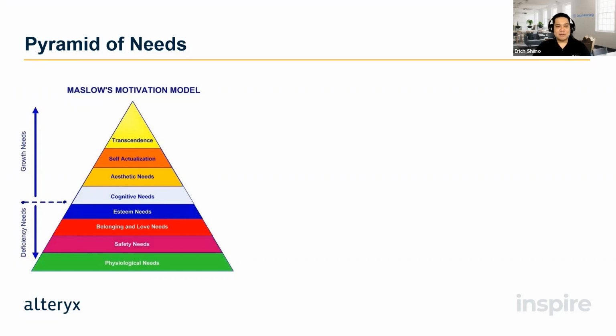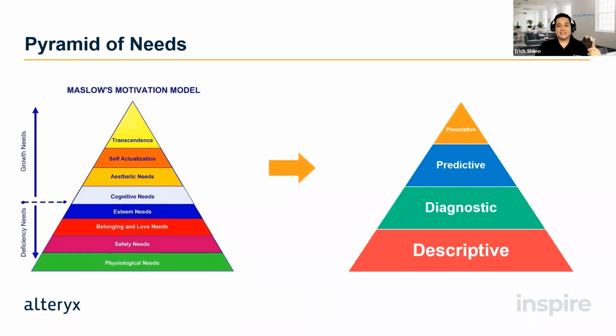This pyramid, you probably have seen this Maslow model before, and it describes the human needs, our needs. And we can go from the basic needs, physiological needs, to the self-esteem, aesthetics, and to the transcendence. And I like this pyramid because basically we see that at each level, we depend on the previous levels. And that's how I'd like to describe the different types of analytics.